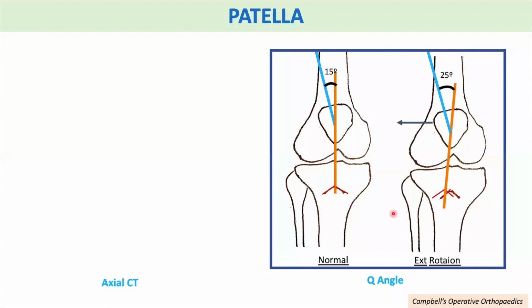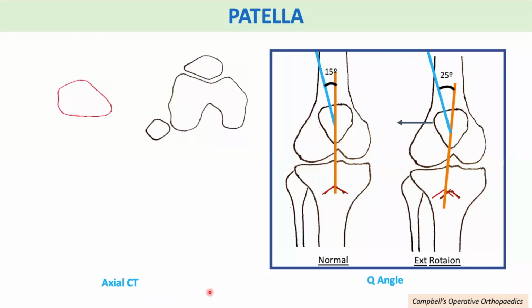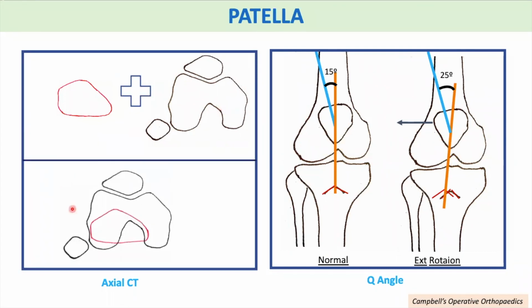Now, how is this quantified in the CT scan? This is the CT scan axial view of the proximal tibia, and this is of the distal femur. These can be overlapped by a CT technician if you request them to do so. This is the overlap view. These two different sections are overlapped to obtain something like this. Then a perpendicular is drawn to a line that connects the posterior aspect of the femoral condyles, and another perpendicular is along the tibial tuberosity.